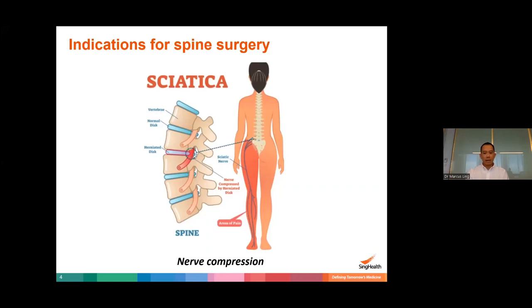As you can see in this picture, the lady here has compression on one of the nerves in the lower back from a herniated disc. Once the herniated disc compresses on one of the spine nerves, she will experience pain as well as numbness going down her left leg, also known as sciatica. So nerve compression is definitely one of the common causes of patients who require spine surgery.